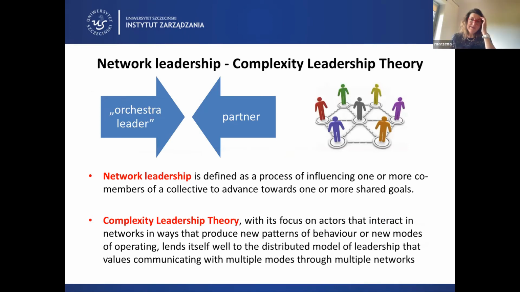And then a new network leadership appeared, because the value chain, the supply chain was so dispersed, so big, so complex, that the focal company very often took the role of orchestra leader, so orchestration of this network. And this is the new role for the leadership.